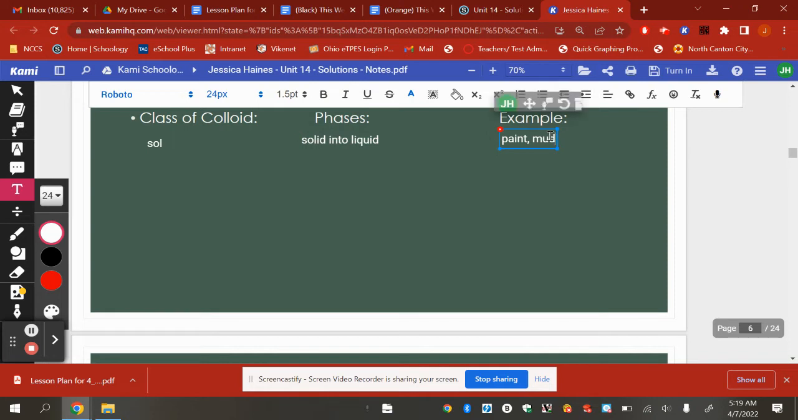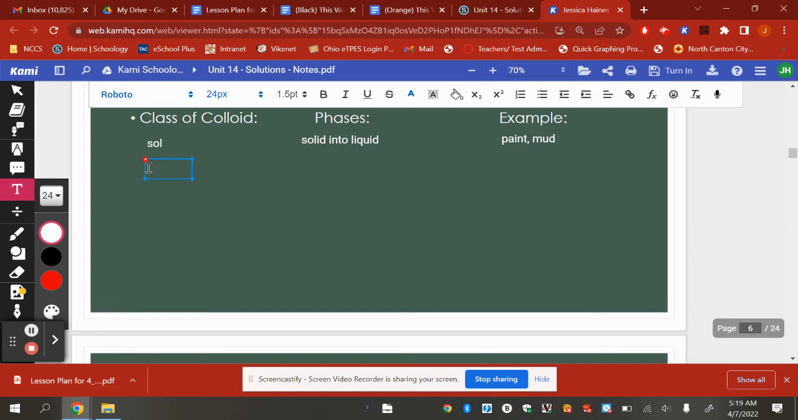Mud is the same thing. Now, this is not like the muddy puddle we were talking about, because that's a suspension, but actual good mud. Did you ever play in mud when you were little? If you take mud and squish it in your hands, it's squishy. It is solid dirt that's dissolved into liquid water. That's what mud is. But the particles are big enough that they don't fit into the category of a solution. So that's the difference in these things.